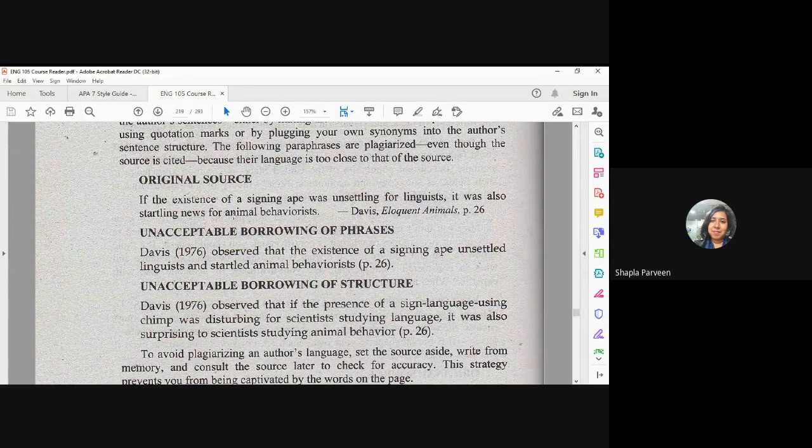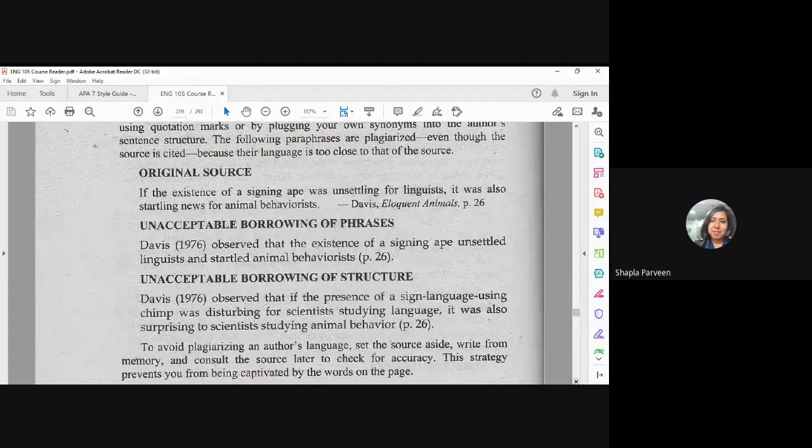If the existence of a signing ape was unsettling for linguists, it was also startling news for animal behaviorists. So this line is taken from the original source, written by Davis, that's the last name of the author. The name of, I think, a book, Eloquent Animals, because it's italicized. The page number is taken from page 26. So that's the original source. Now let's see these examples. Why are they unacceptable borrowing of phrases? So paraphrasing has not been done properly.